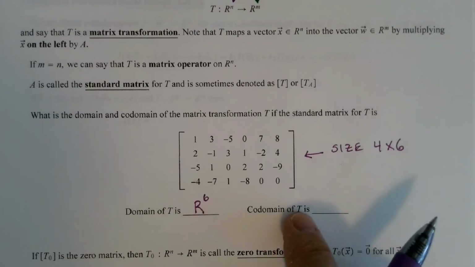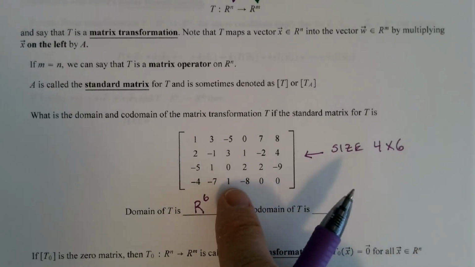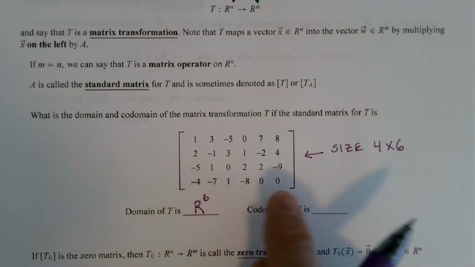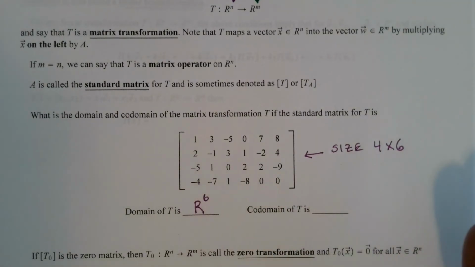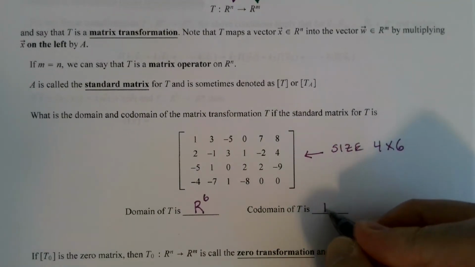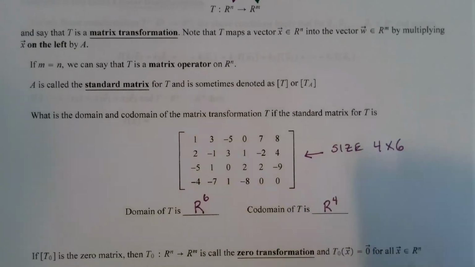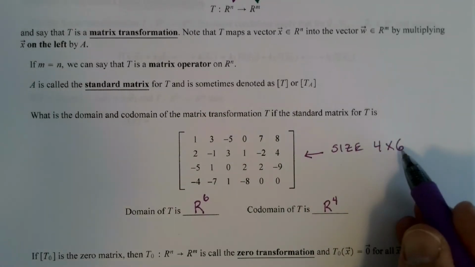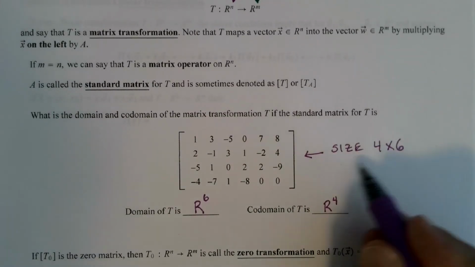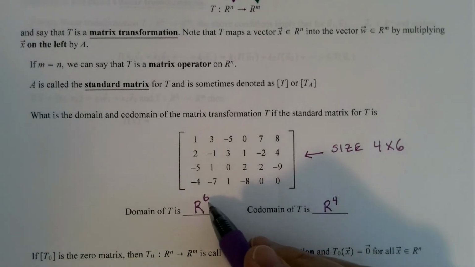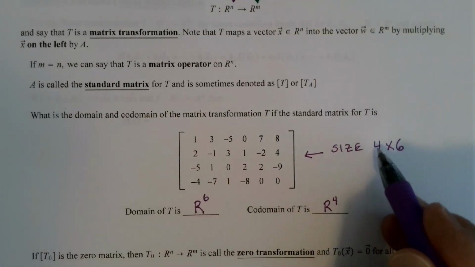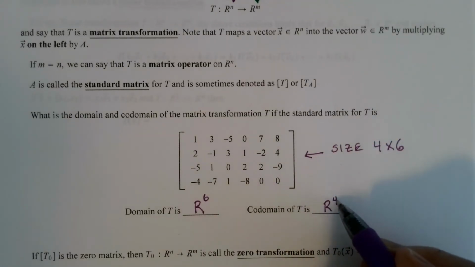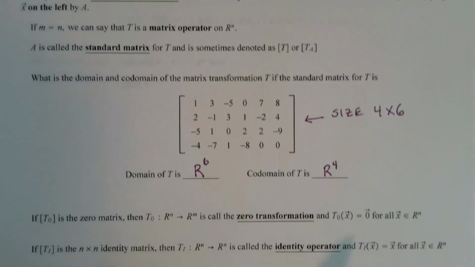And codomain, then the output of this, what are we going to get? Well, a 4 by 6 times a 6 by 1 gives me a 4 by 1. And so this is going to be 4 space. So again, the number of columns for our standard matrix corresponds essentially to the domain of the transformation, and the number of rows will correspond to the codomain. So that's important to remember.